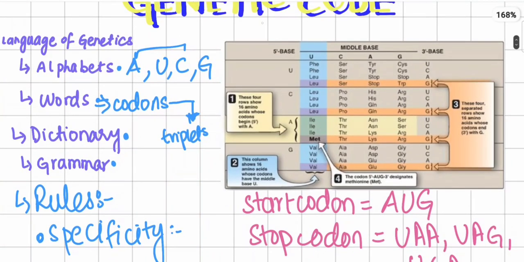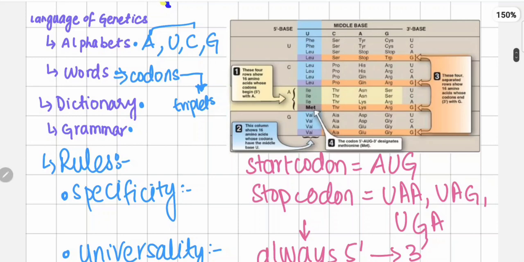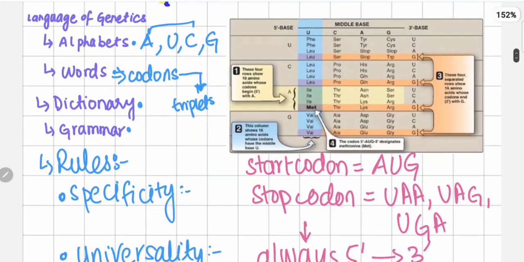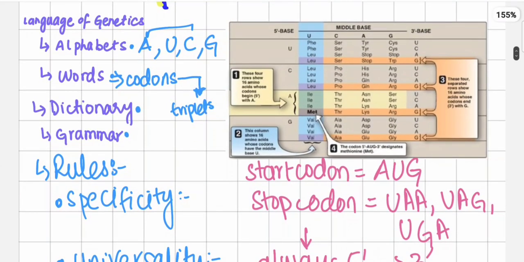Like cat. In English, that is a word made of a triplet of alphabets, right? Now we talk about the dictionary. We know what the alphabets are and what the words look like. Words look like either AUC or UCA, like that.